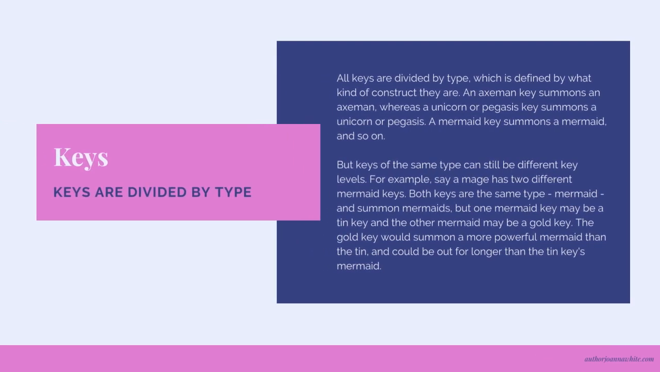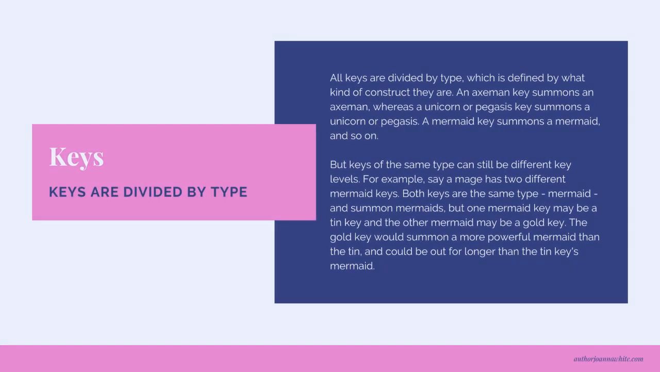So this one is all about the keys. Keys are divided by key type. All keys are divided by type, which is defined by what kind of construct they are. An axeman key, for example, summons a man with an axe who can fight for you. A unicorn or a Pegasus key would summon a unicorn or a Pegasus. A mermaid key summons a mermaid, and so on.